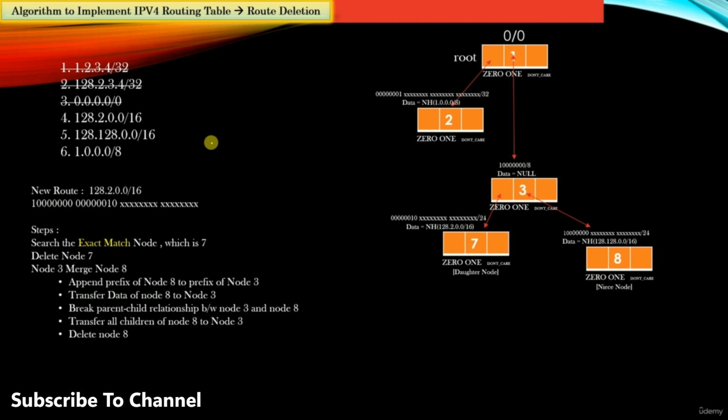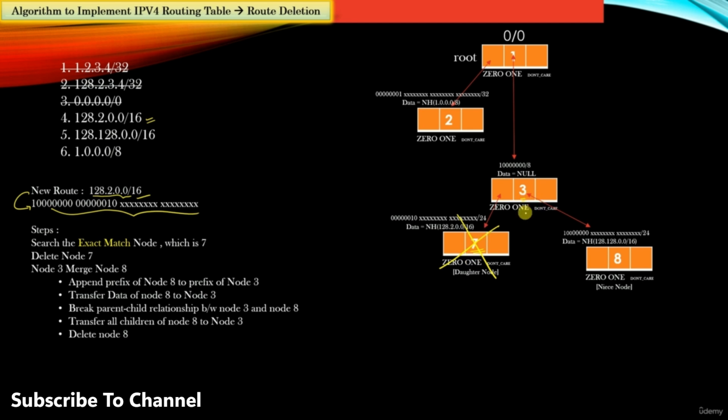So guys, now you can see our M-try data structure is gradually shrinking. Now let us continue with the route deletion. Now let us delete the route number 4, which is 128.2.0.0/16. So the effective prefix of this route would be the following. Alright, so using the exact match route search algorithm, we are going to locate the node, which is the node number 7, which holds the data for this route 128.2.0.0/16.